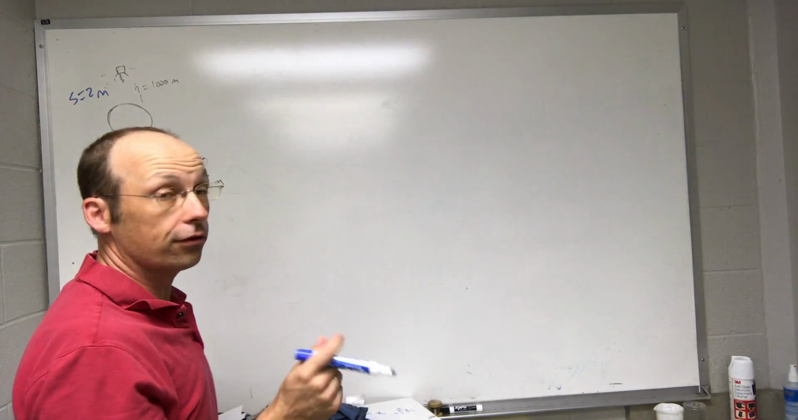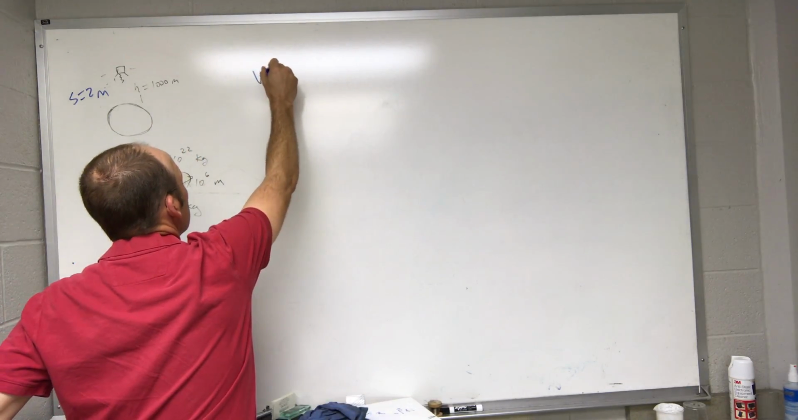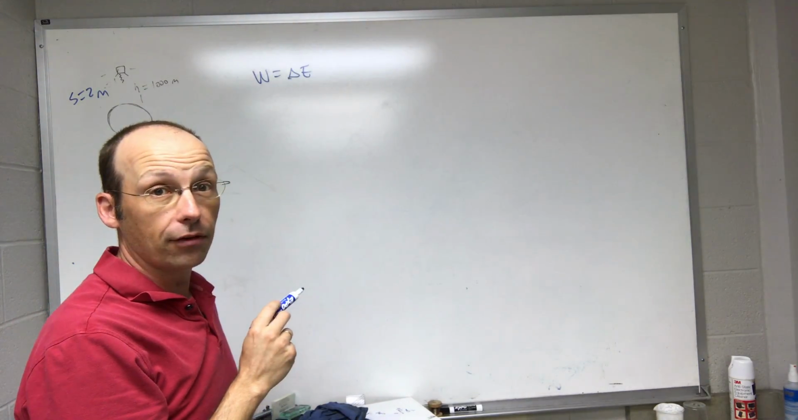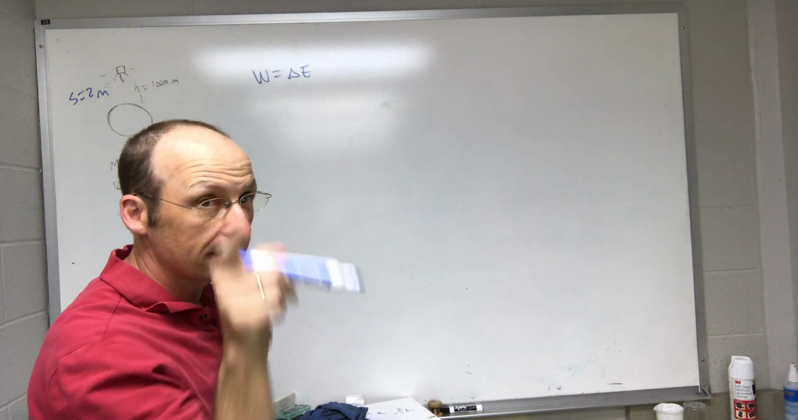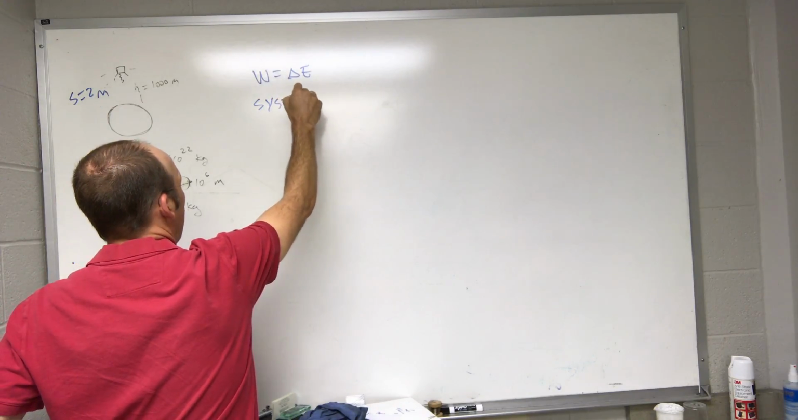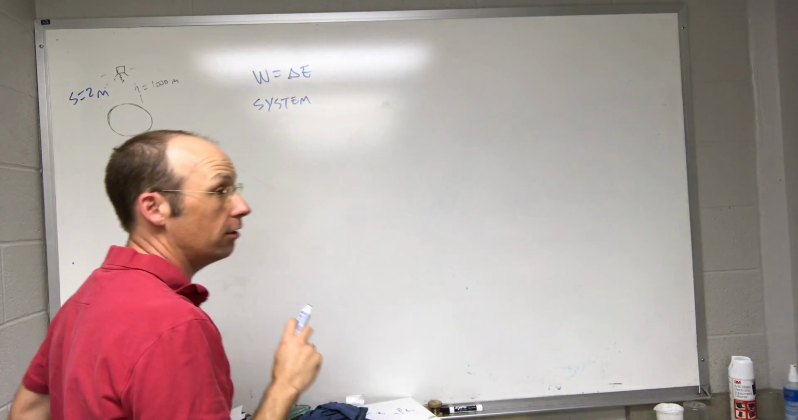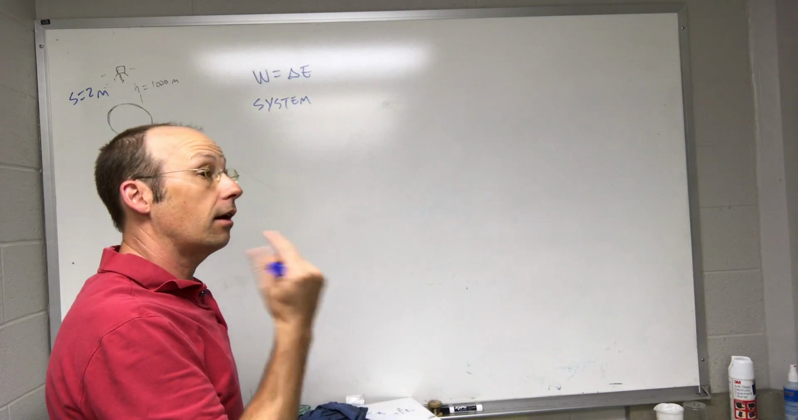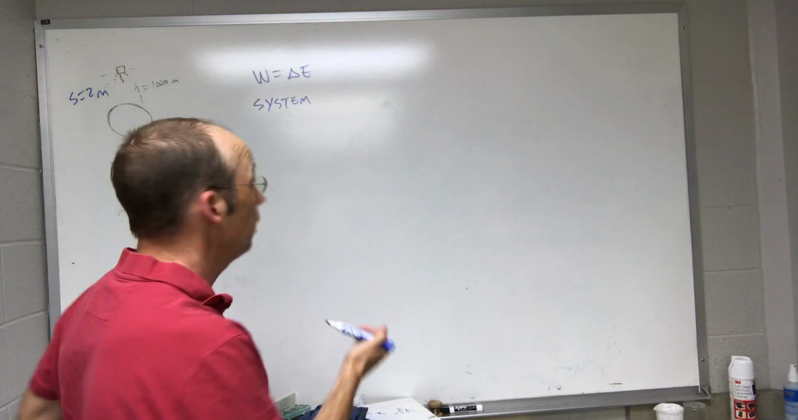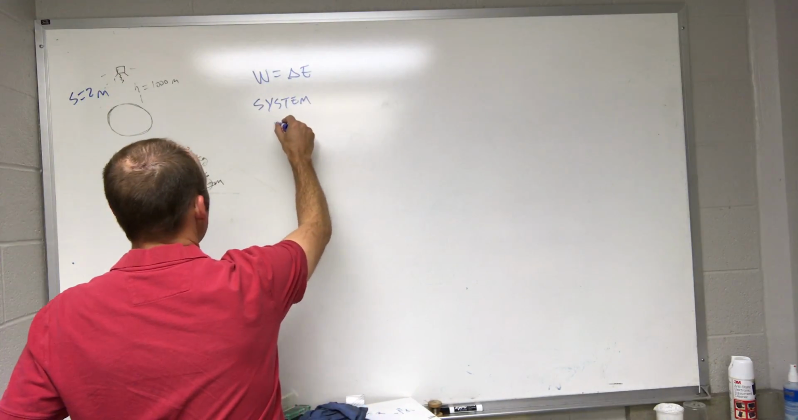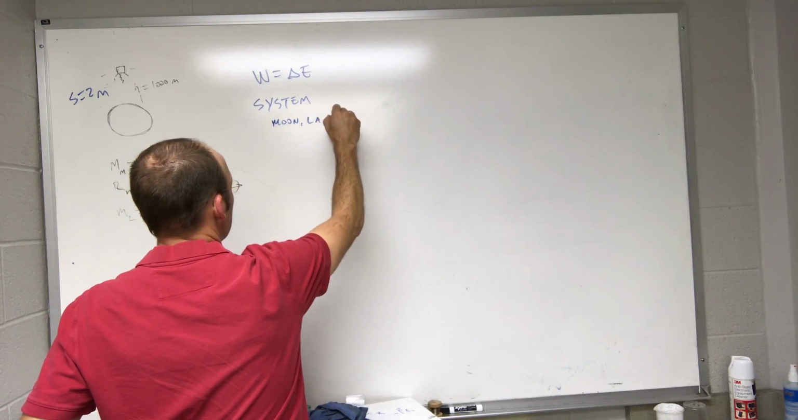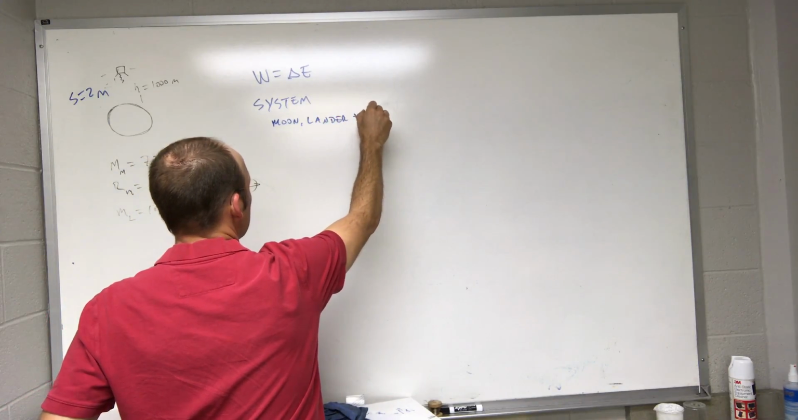Okay, what's the first? We're going to say work equals change in energy. And when we write that down, the first thing we should say after that is system. I can't talk about the work and the change in energy unless I first say what my system is to do the work with. Okay, so in this case, my system is going to be the moon, the lander, plus the spring.